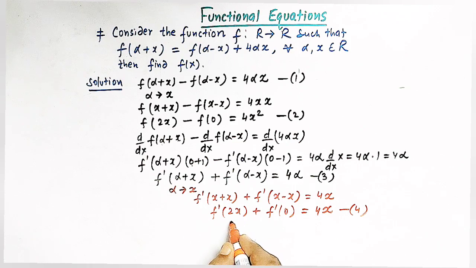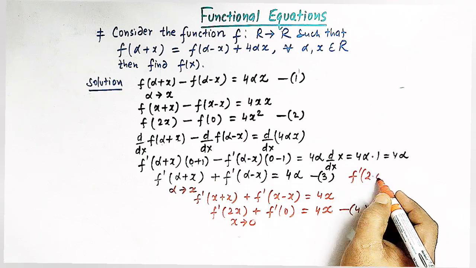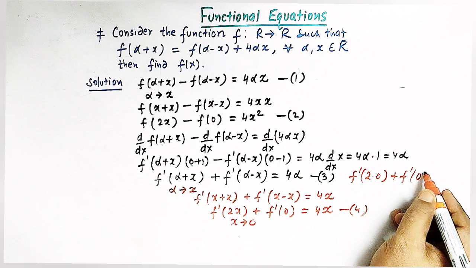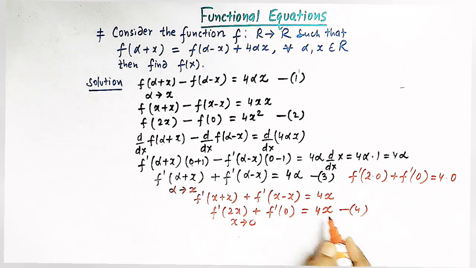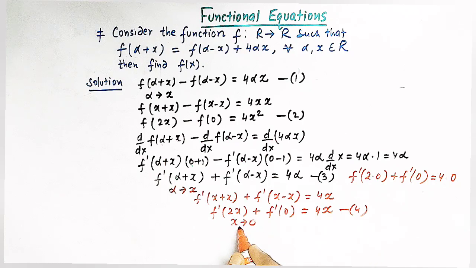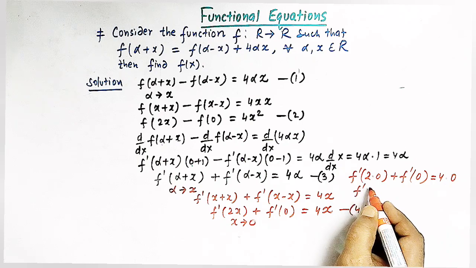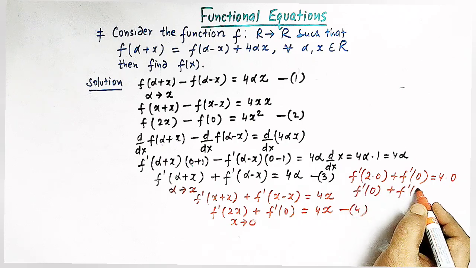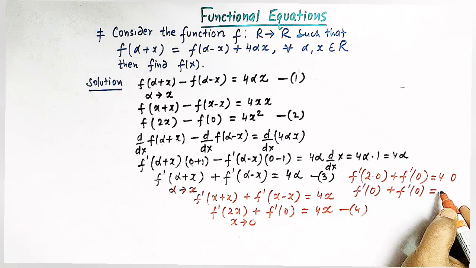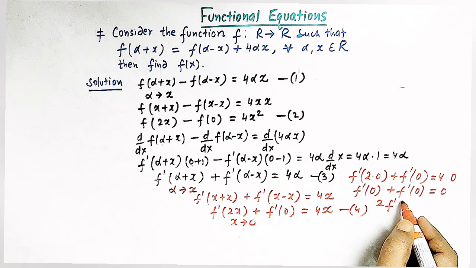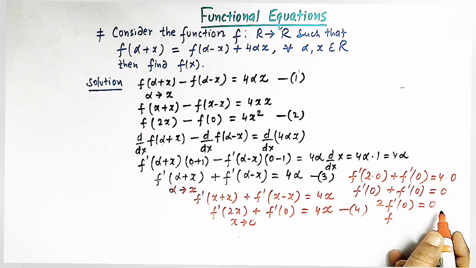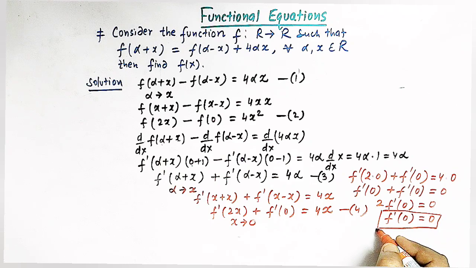Now let us replace x by 0 in equation number 4. We'll get f prime of 2 times 0, plus f prime of 0, equal to 4 times 0. So we have f prime of 0 here, and f prime of 0 here, and 4 multiplied with 0 is 0. So this is 2 times f prime of 0 equal to 0. Dividing both sides by 2, we have f prime of 0 is equal to 0. This result shows that the derivative of f of x at x equal to 0 is 0.